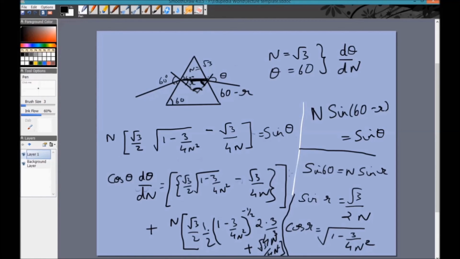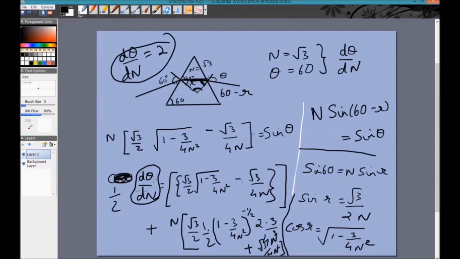Now I'm not going to simplify this because this is getting a little bit too complicated, but all you need to do is, now we've got d theta by dn, right? So we can put the value of cos theta, cos 60 will be 1 by 2, and we can put the value of n as root 3 in this long equation, and if you put n equal to root 3, you'll get the value of d theta by dn, and you can try to simplify it at home. I've given you the equation, all you need to do is differentiate this, which I've written here, and the final answer will come out to be d theta by dn is equal to 2.